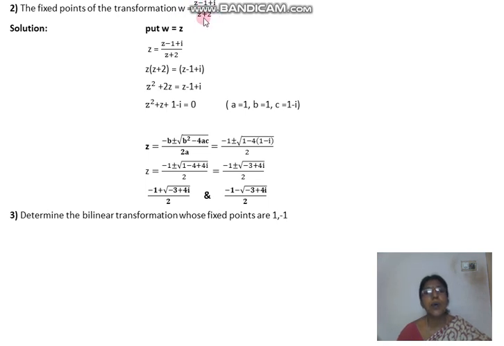Just they ask for the fixed points. For that purpose you put W is equal to Z. But here we have given fixed points and asked for the bilinear transformation. What are the fixed points? Fixed points are roots of this equation.